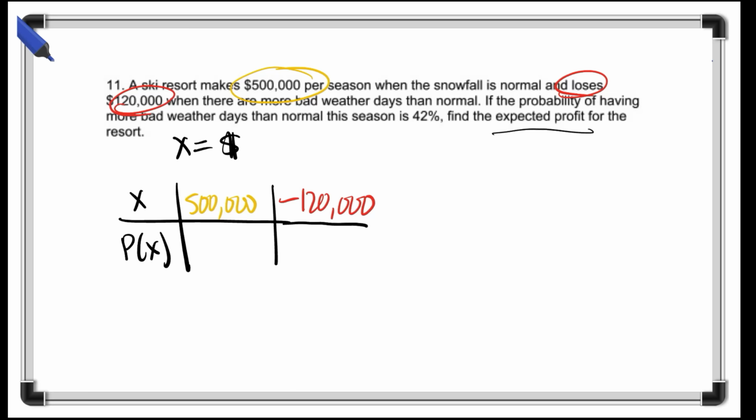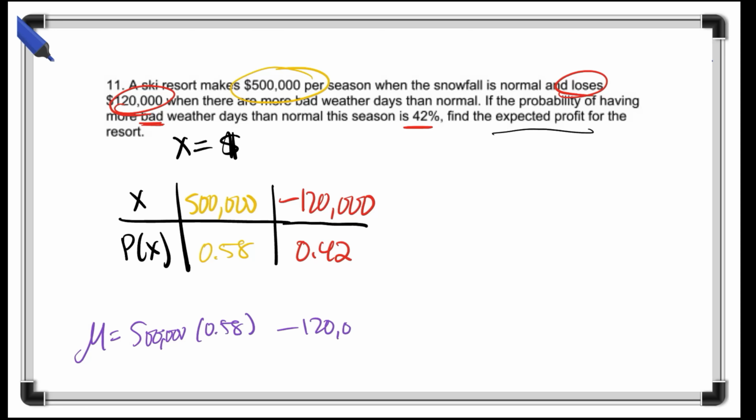If the probability of having more bad days is 42%, so 0.42, that means that our 500,000 is a 0.58. So we're going to take each value here, multiply it by that probability, and then we're losing 120,000, so 0.42. So expected profit is $239,600.